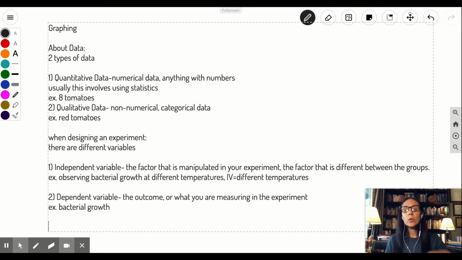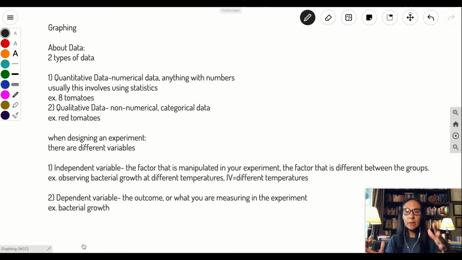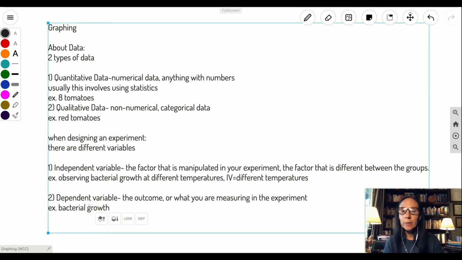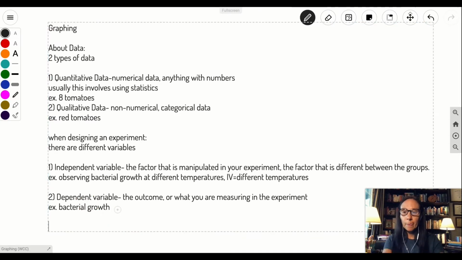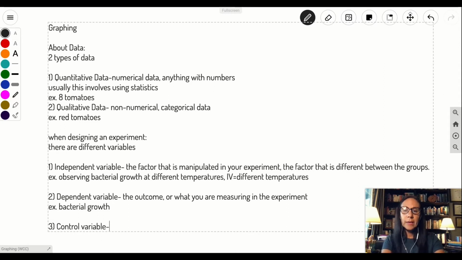Okay, so once you run an experiment and you collect data, you have different variables in your experiment. Actually, I have one more variable, and that would be the control variable. So a control variable is one where it is the same in all the groups. So this is a factor that is the same in all the groups.